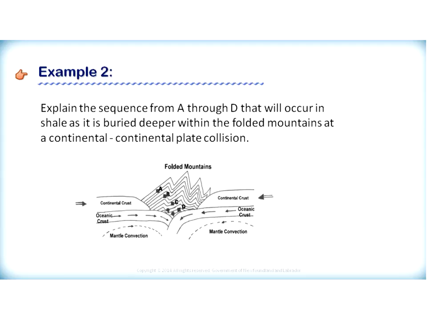Example number 2 reads, explain the sequence from A through D that will occur in shale as it is buried deeper within a folded mountain at a continent-continent collision plate boundary. So if we look at the diagram to the right, we will notice that we have a continental plate colliding with a second continental plate.